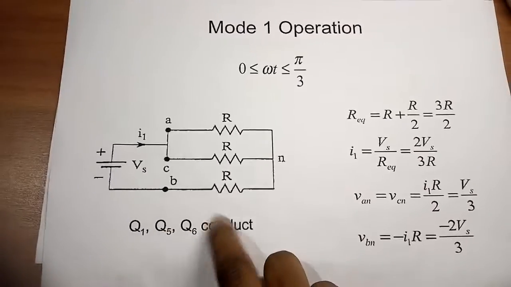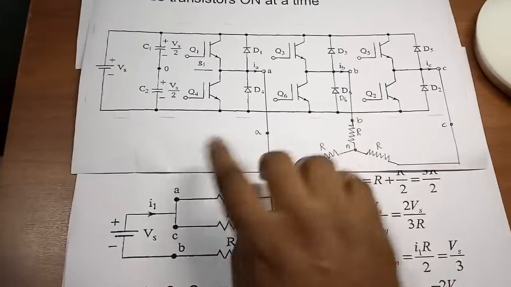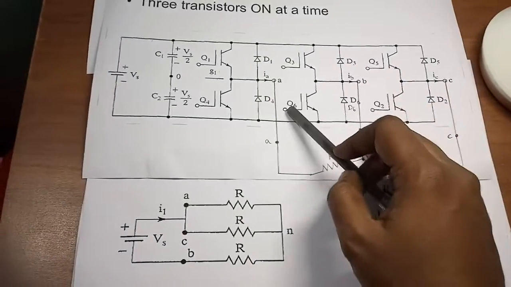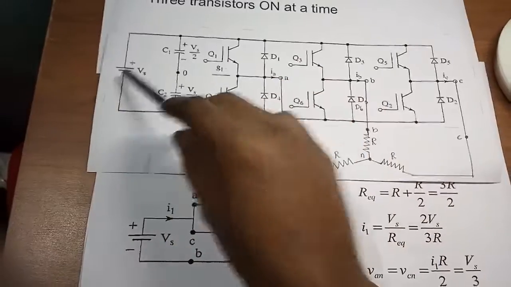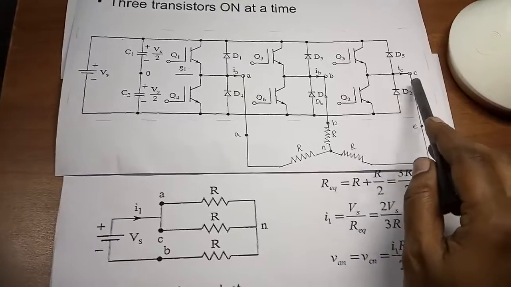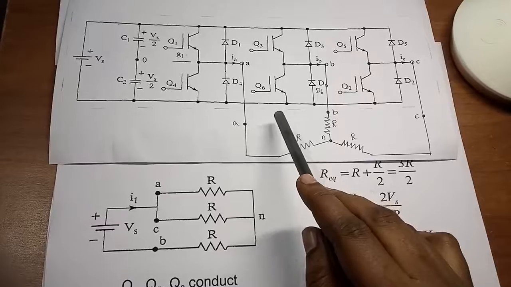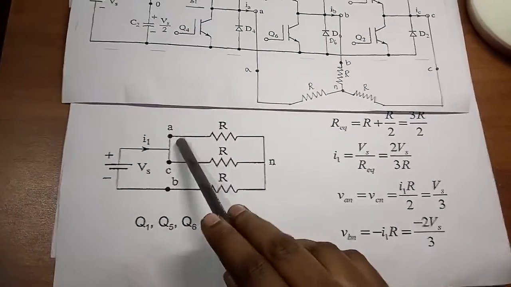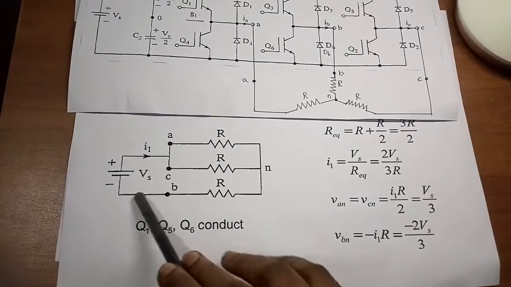1, 5 and 6, and here you can see the circuit diagram. Let me take that switches 1, 5 and 6 are conducting. When switch 1 is turned on, the A phase will be connected to the positive of the supply, and when switch 5 is turned on, the C phase is also connected to the positive of the supply, and when switch 6 is turned on, the B phase is connected to the negative of the supply. So A phase and C phase are both connected to the positive of the supply, and B phase is connected to the negative of the supply.